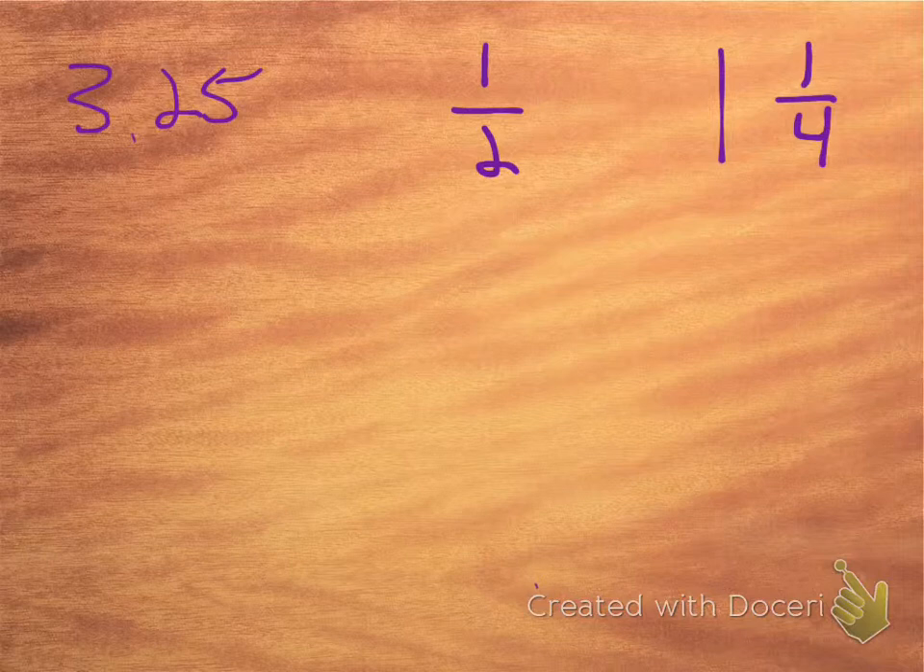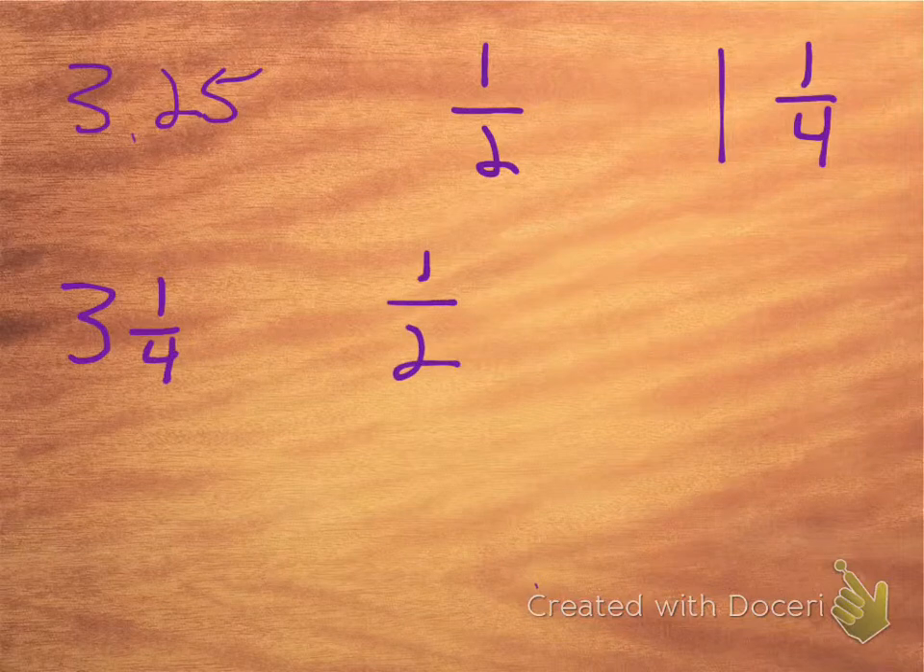Alright, so we're going to be adding these up, figuring out how much time they spent. I can tell you that all your answers are going to be in fractions. So, what is 3.25 as a fraction? 3 1/4. You've got 1/2, and then this is already 1 1/4.